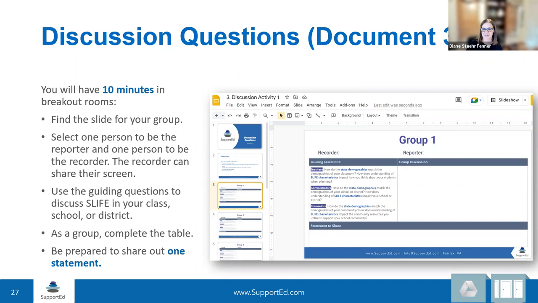We're going to be popping in and out of the room, so if you need any help, let us know. Send us a message in the chat. Great. So we're going into breakout groups. Are there any questions before we move into the groups? Okay, you'll see your questions are differentiated by your roles. If your role isn't there, the most important part is to have the conversation around those demographics and the SLIFE characteristics.